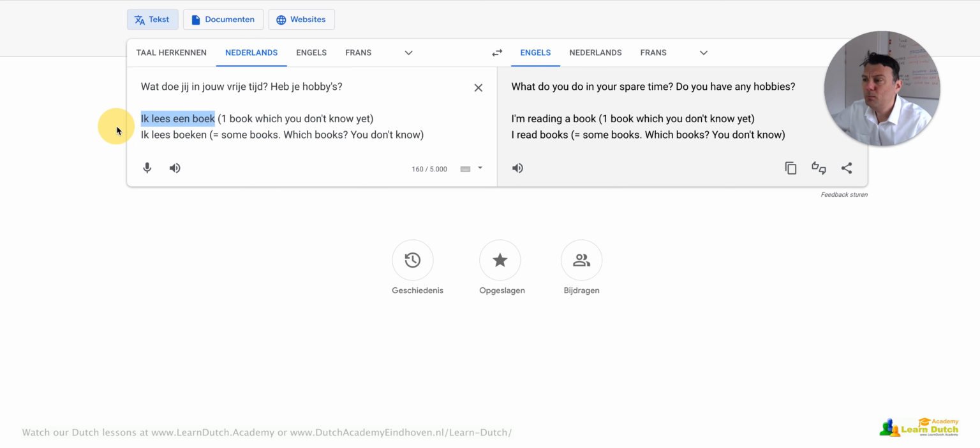Ik lees een boek. I'm reading a book. Ik lees boeken. I read books. So, what does it mean? Ik lees een boek. I'm just reading a book which you don't know yet. That's what I'm saying. Ik lees boeken. Just some books. But which books? You don't know. They're not specific, just some books.